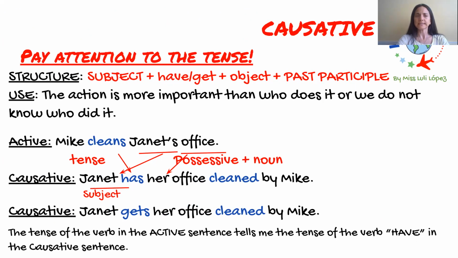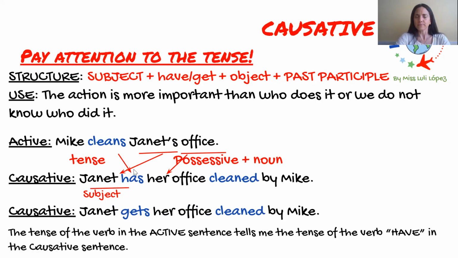So let's check on this example. If in the active sentence we have Mike cleans Jeanette's office, then the causative would be Jeanette has her office cleaned by Mike. So what happens here is that Jeanette, that was part of the object, yes, in a possessive way, as you can see, because it has the apostrophe S, becomes the subject in the causative. And then we have the verb has, which is in simple present.